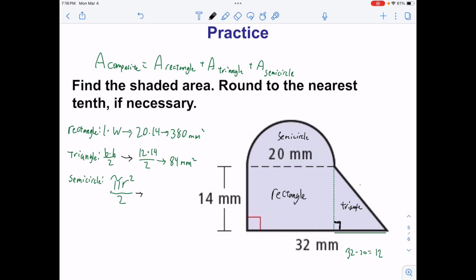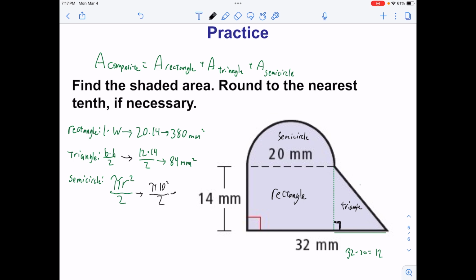And we need the radius, which is from the middle of the circle to the edge. I have this measurement right over here, from here to here, on that semicircle, that's 20 millimeters. That goes from edge to edge. I need halfway of that. I need half of 20, which would make the radius 10. So pi times 10 squared over 2. And it's telling me to round to the nearest 10. I'm going to do that in a little bit.